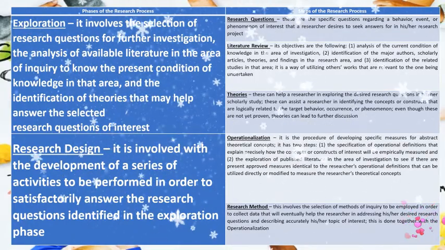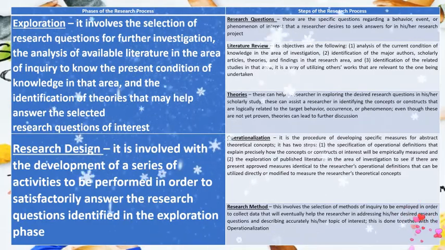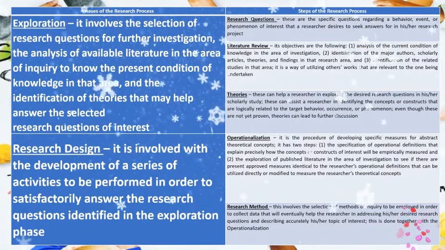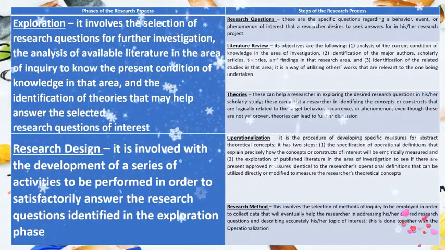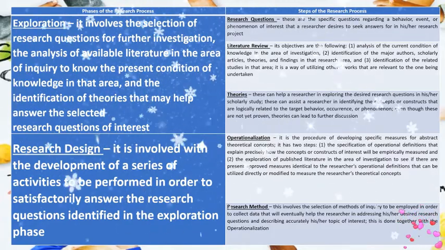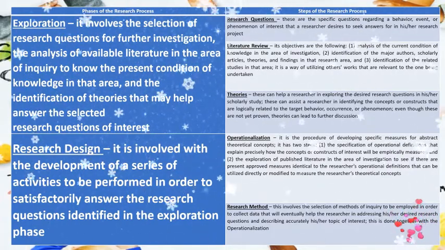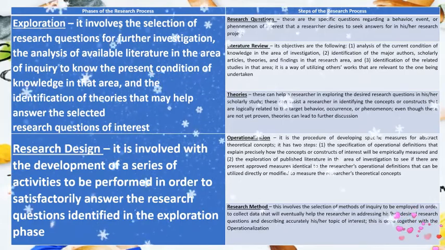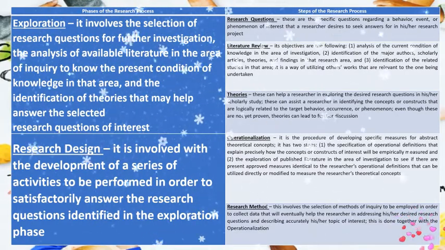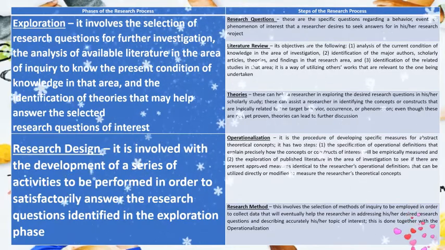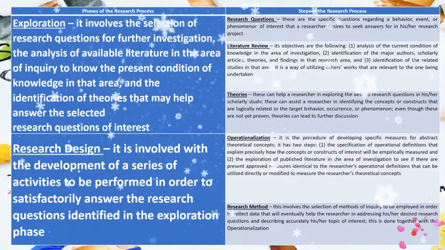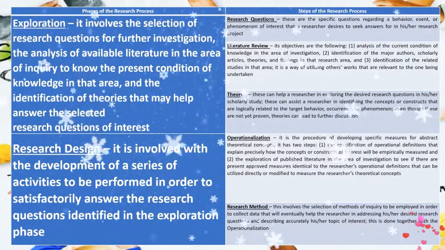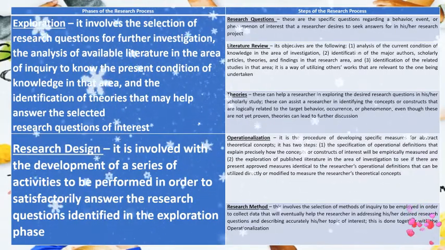And of course, on the first column, under the phases of the research process, is the research design. So what is research design? Research design is involved with the development of a series of activities to be performed in order to satisfactorily answer the research questions identified in the exploration phase. So meaning, the research design is the answer to the research questions. You give justification of the research questions, the specific questions that you come up with based upon the problem that you want to have a solution for.